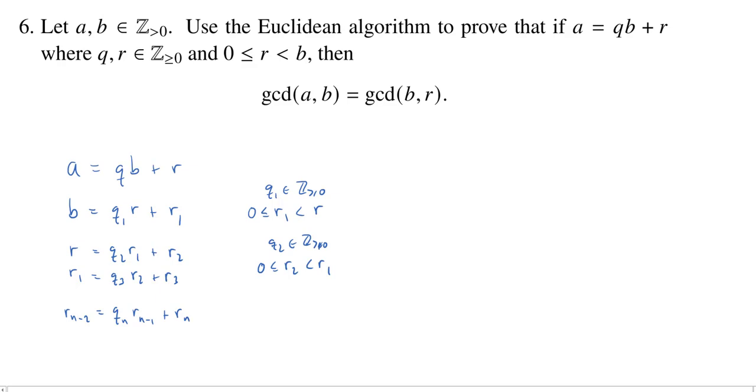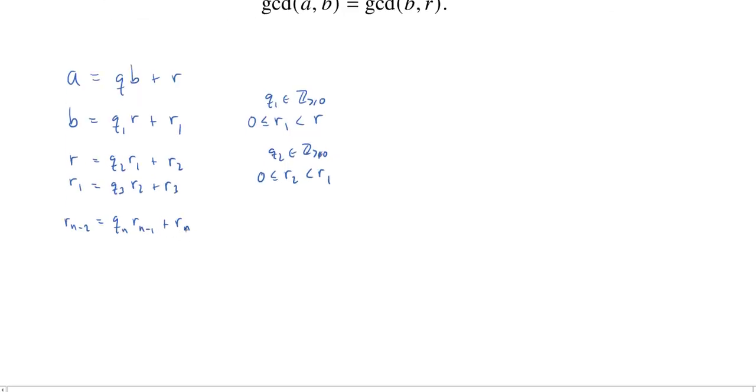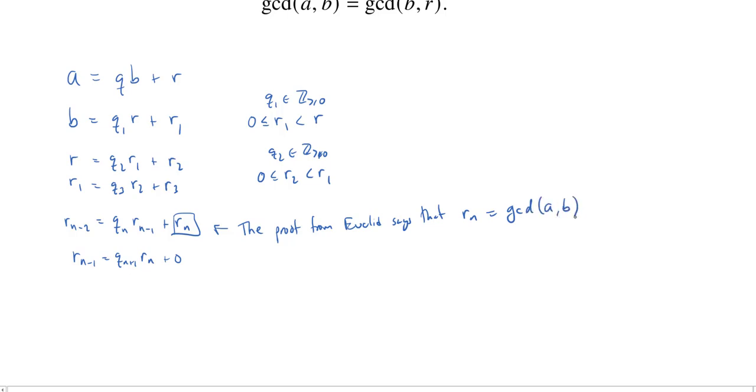Right? And of course, the next step, like this could be the last step before you actually have divisibility. So maybe you have Rn minus 1 equals Qn plus 1 times Rn, right? Plus a 0. And this is either a 1 or something not 1. Either way, you get the greatest common divisor. All right? And so the Euclidean algorithm tells you, right? So we know that the proof from Euclid says that Rn is equal to the greatest common divisor of A and B.